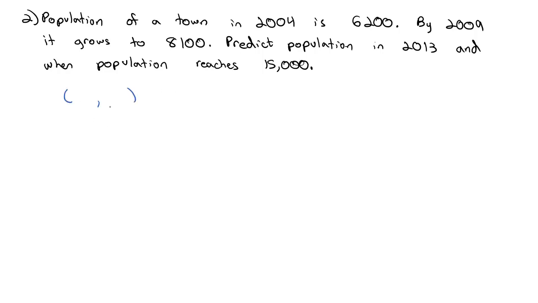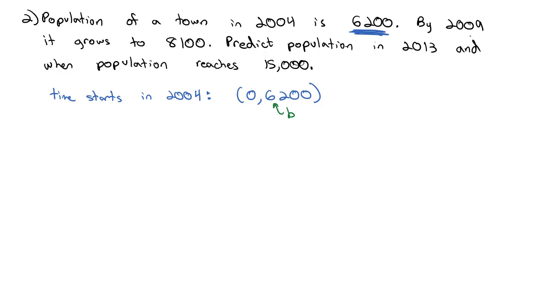We could use our year 2004, matching it with the 6,200, but sometimes it's easier if we just say time starts in 2004. That way year 0 will represent 2004. And what's really nice about picking a convenient year 0 is the other number, the 6,200, then becomes my y-intercept, my b.